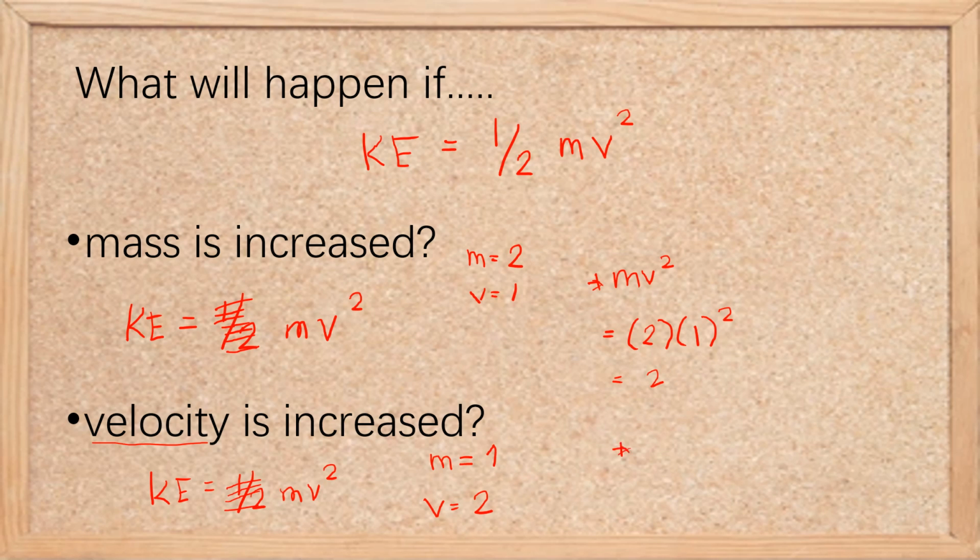For the case of velocity increasing to 2, mass here is 1, and for velocity you have 2, so 2 squared will be 4. 1 multiplied by 4, so you will get 4. So the kinetic energy is increased by 4 times. Therefore, what will happen if the mass is increased? The kinetic energy is also increased. What will happen if velocity is increased? If you increase the velocity, then the kinetic energy will also increase.